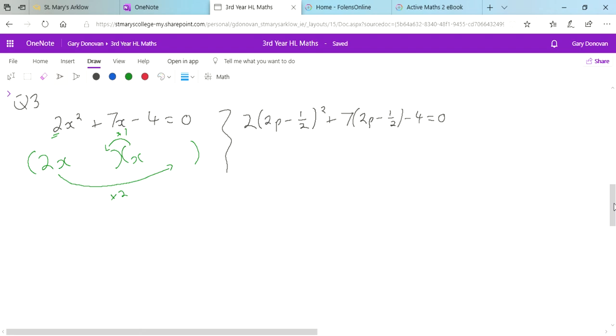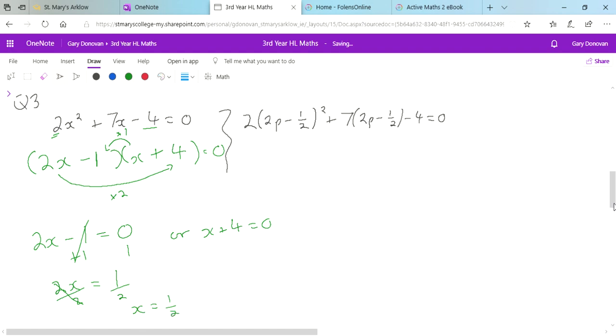So, factors of minus 4 to give us plus 7. Well, if we had 2 times 4, it would be 8, and then minus 1 would give us 7. So this can be a plus, and this can be a minus, because minus 1 times plus 4 gives us minus 4. So 2x minus 1 equals 0, or x plus 4 equals 0. In the first instance, add 1 to both sides, they cancel, and we get 2x equals 1. Divide both sides by 2, x equals a half. In the second instance, take 4 away from both sides, and we get x equals minus 4.